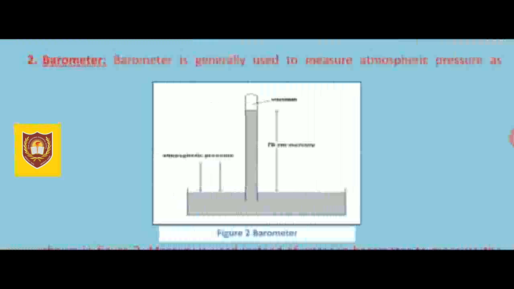If the weight of the mercury is less than the atmospheric pressure, the mercury in the glass tube rises, meaning high pressure. If the weight of the mercury is more than the atmospheric pressure, the mercury level falls, meaning low pressure is there.